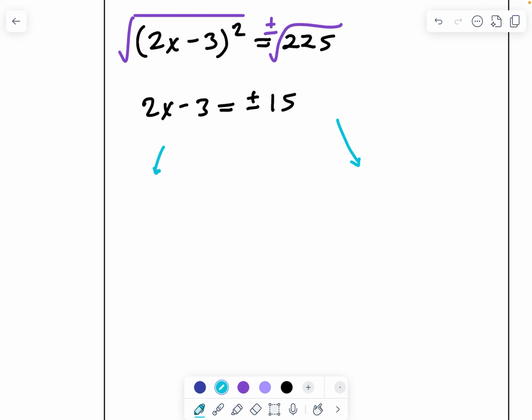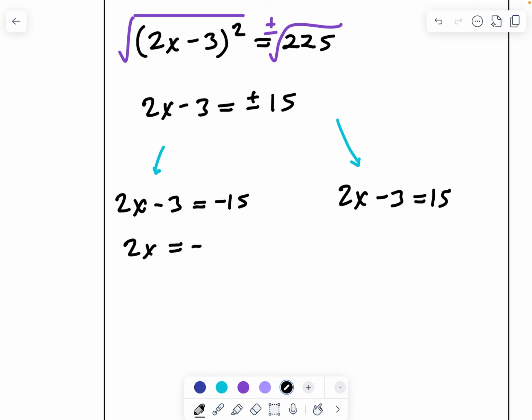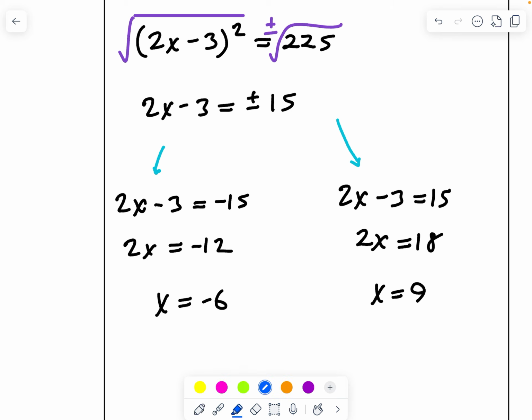If not whole, they might even be whole. That'll be nice. So since we can, we're going to solve 2x minus 3 equals negative 15 and 2x minus 3 equals positive 15. Both of these equations require you to add 3 to both sides, and then divide by 2, giving us negative 6 and 9.